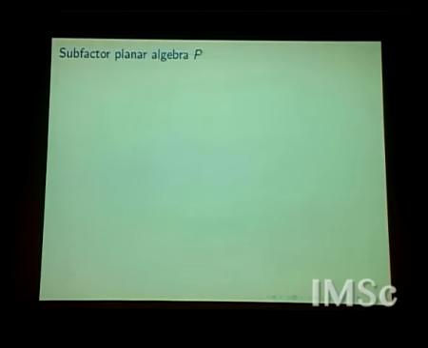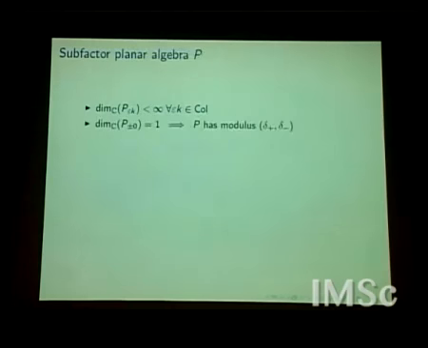We need more adjectives to make this planar algebra correspond to a subfactor. So what are the adjectives? The vector spaces of the planar algebra should be finite dimensional, and the zero spaces. So the vector spaces are basically given by a double sequence of vector spaces. At level 0 it should be one dimensional. That means P has modulus delta plus and delta minus.